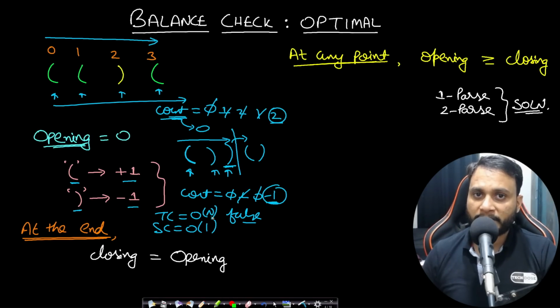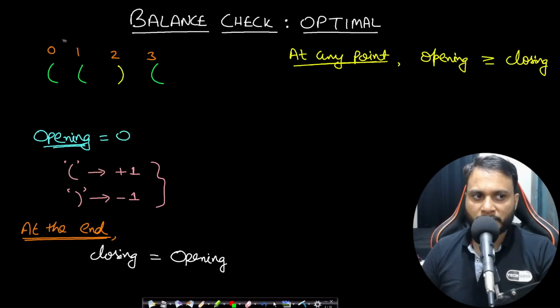So we have to do it by the two parse solution, and you will learn at the end why we are doing it with the two parse solution, okay? In the two parse solution, we will be moving from left to right in the first parse, where I will be checking the overbalance of the closing bracket. So I'll be maintaining the count of opening bracket and the closing bracket as well.